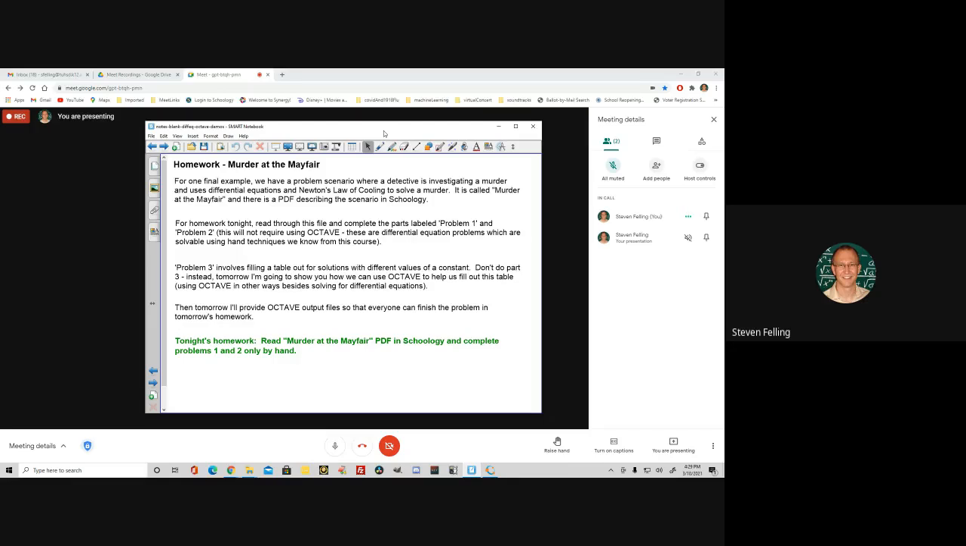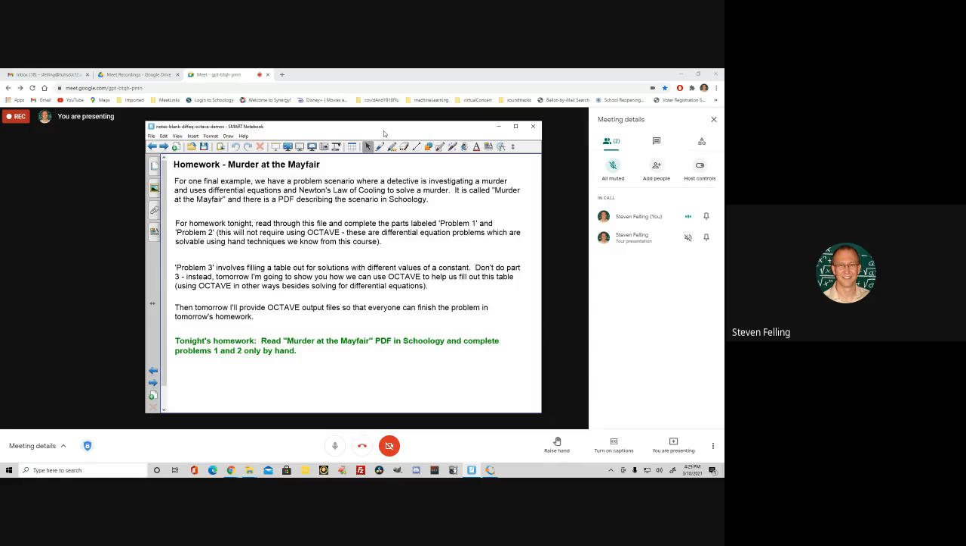But in this final example, we have a scenario where there's a detective investigating a murder, and he, or maybe it's a she, I can't remember, uses differential equations and Newton's law of cooling to solve a murder. It's called Murder at the Mayfair. There's a PDF in Schoology for this.